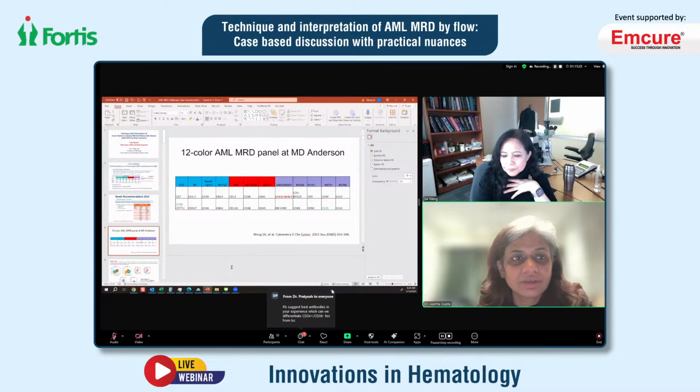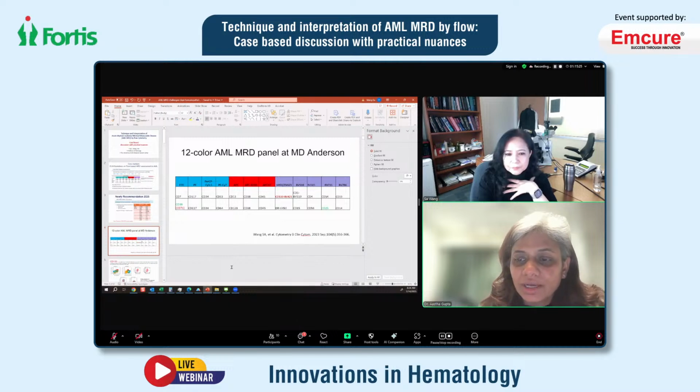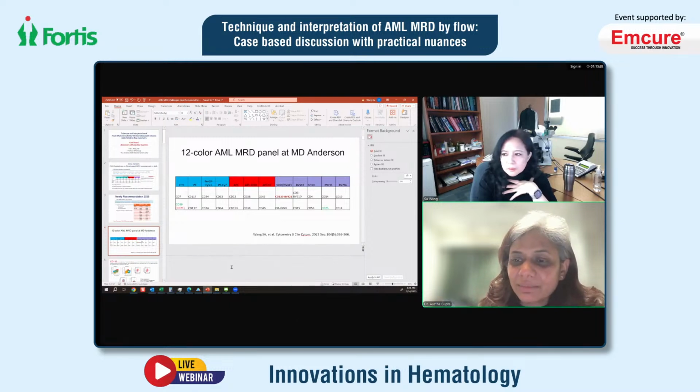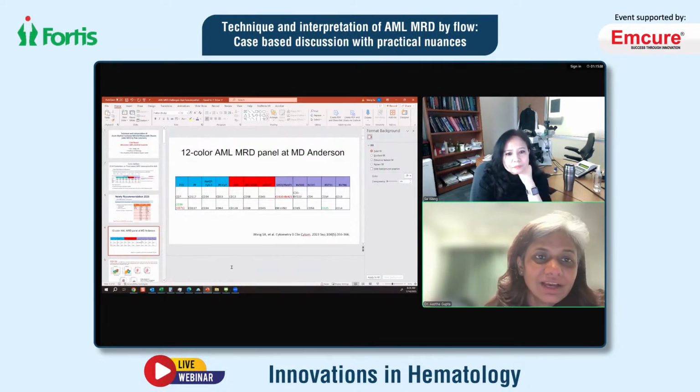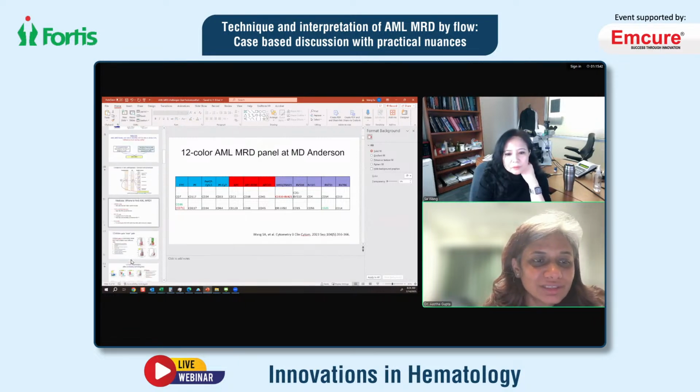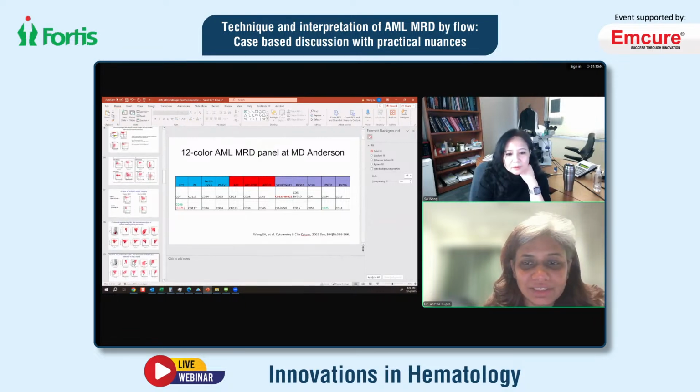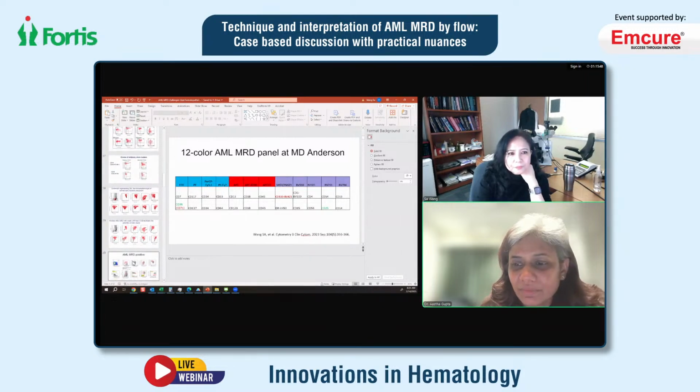Okay, so we have a question by Dr. Pratyush: please suggest the best antibodies, in your experience, which can be used to differentiate CD34 positive, CD38 negative hematopoietic stem cells versus leukemic stem cells. In the beginning, you showed the proposed antibody panel which is coming. So what is your experience on the same, ma'am?